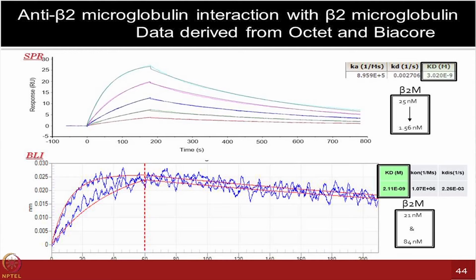In this case we used anti-beta-2-microglobulin and the antibody-protein interaction. Using SPR and Biolayer, we tried binding with various time point analyses and different concentration series.